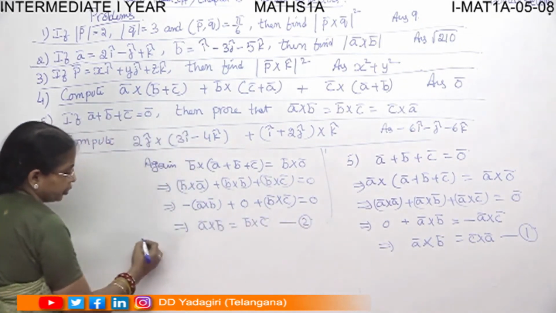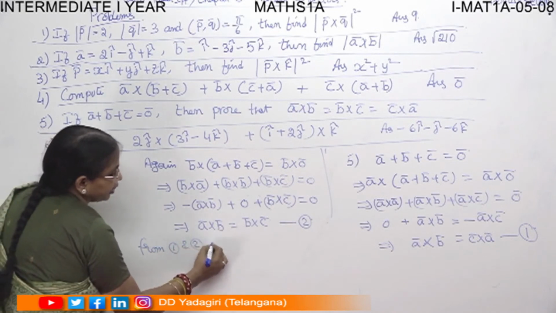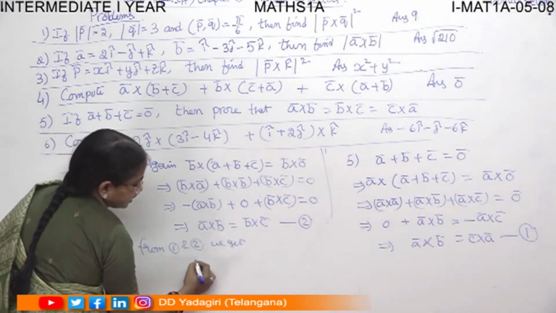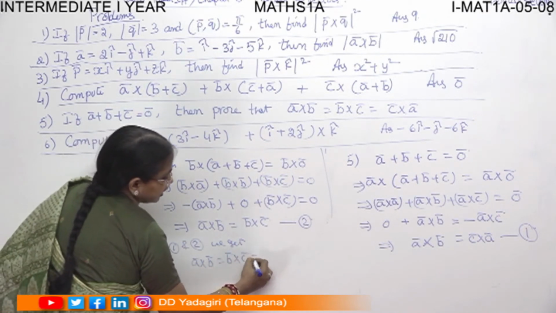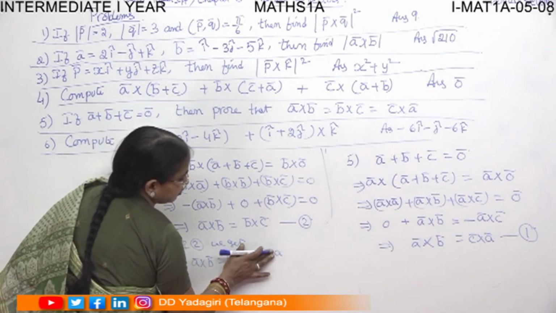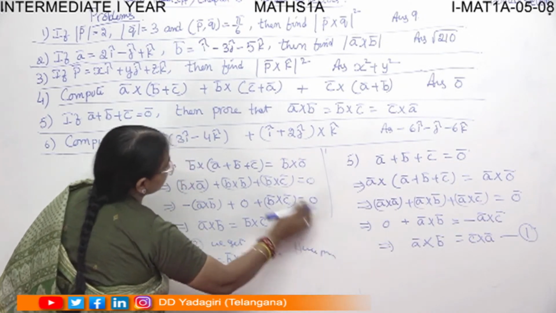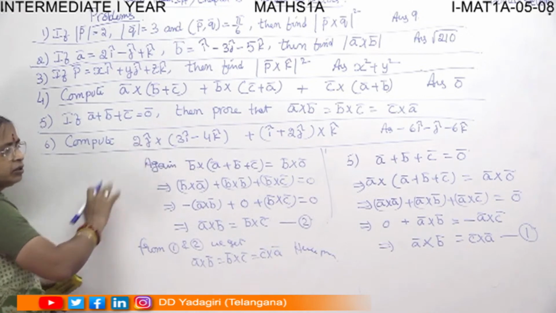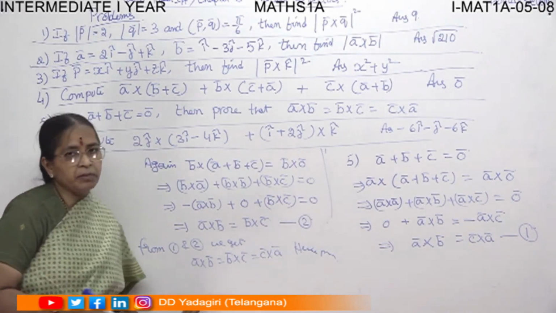So from 1 and 2 we get A cross B is equal to B cross C is equal to C cross A. Hence it is proved. So like this we do. This you can take as homework. You can just try. And now we'll continue with the next problems.